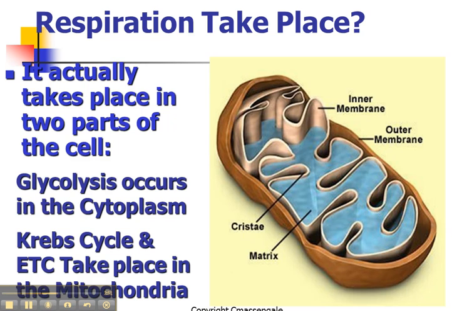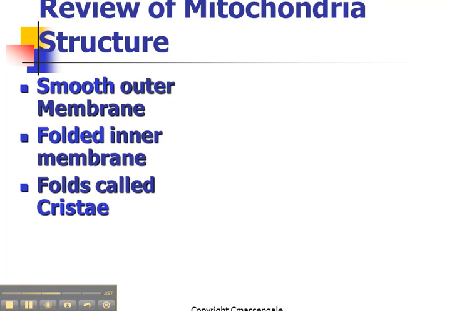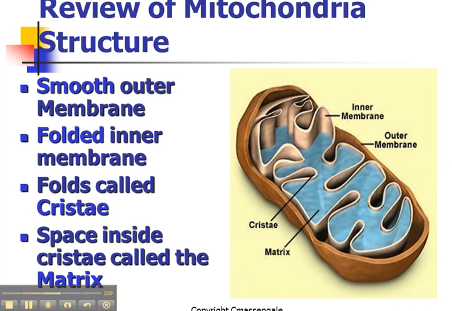So we need to look a little bit into what that mitochondria looks like, because we're going to be talking about different parts. There's a smooth outer membrane, a folded inner membrane. You guys just colored these in your last packets. These folds are called the cristae. The space in between the cristae is the matrix, all this watery looking stuff. And that's where the different processes are going to take place.